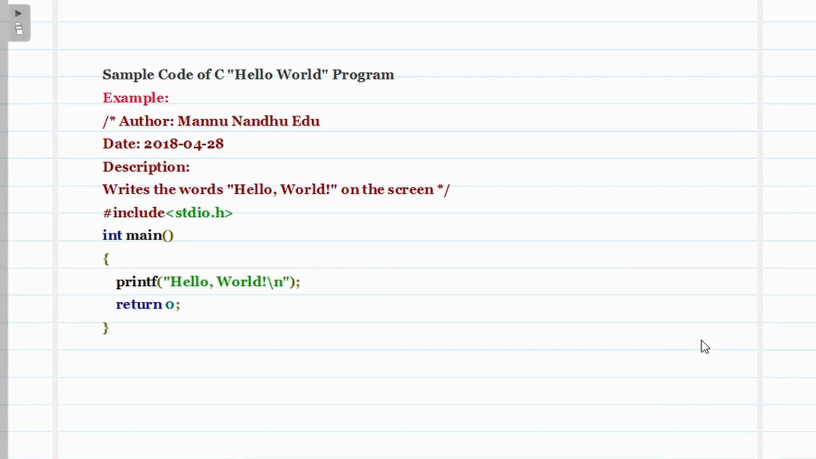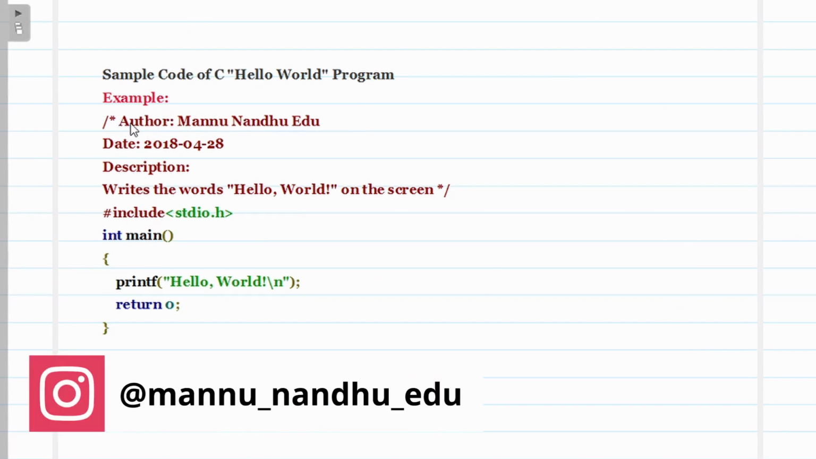This is a sample program. You can see these are comments, right? Author, name, and date and description. This is the comment. Then hash include stdio.h, int main, printf hello world, and return 0.